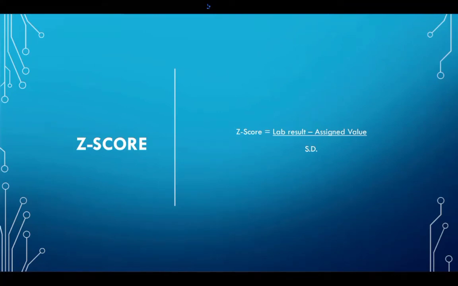Now you are running again, your lab result will change. The assigned value will remain the same, whatever they have provided you. Standard deviation will remain the same, whatever they have provided you. Suppose now your result is 102. What is the Z score now? Now it is 1.